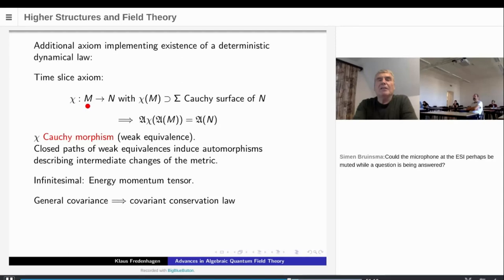So if you have an embedding chi of your spacetime M into another spacetime N, such that the image under chi contains a Cauchy surface of the spacetime N, then the image of A of M under the homomorphism A chi should be the full algebra, not only contained, but should be the full algebra A of N. This is the time-slice axiom. And the same can be also formulated for the original Haag-Kastler net. Actually, in the Haag-Kastler framework, they call it primitive causality, which is, I think, not a very good name. So time-slice axiom is, in a sense, better. It's a name coming from Wightman.